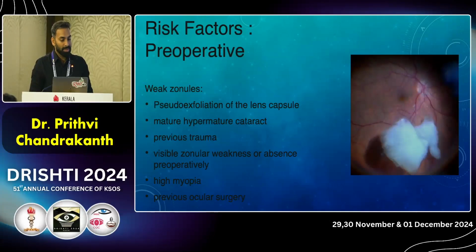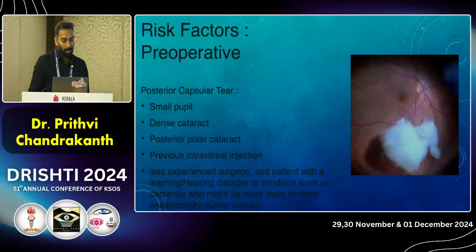So the first thing is weak zonules. Where can we expect these kinds of weak zonules? One is in a case of pseudoexfoliation, another is mature cataracts, and then any history of previous trauma would give you an idea on that. Any visible zonular weakness or absence can be assessed pre-operatively. High myopia cases should be seen a little more carefully. Previous ocular surgeries, if any, should be taken into account.